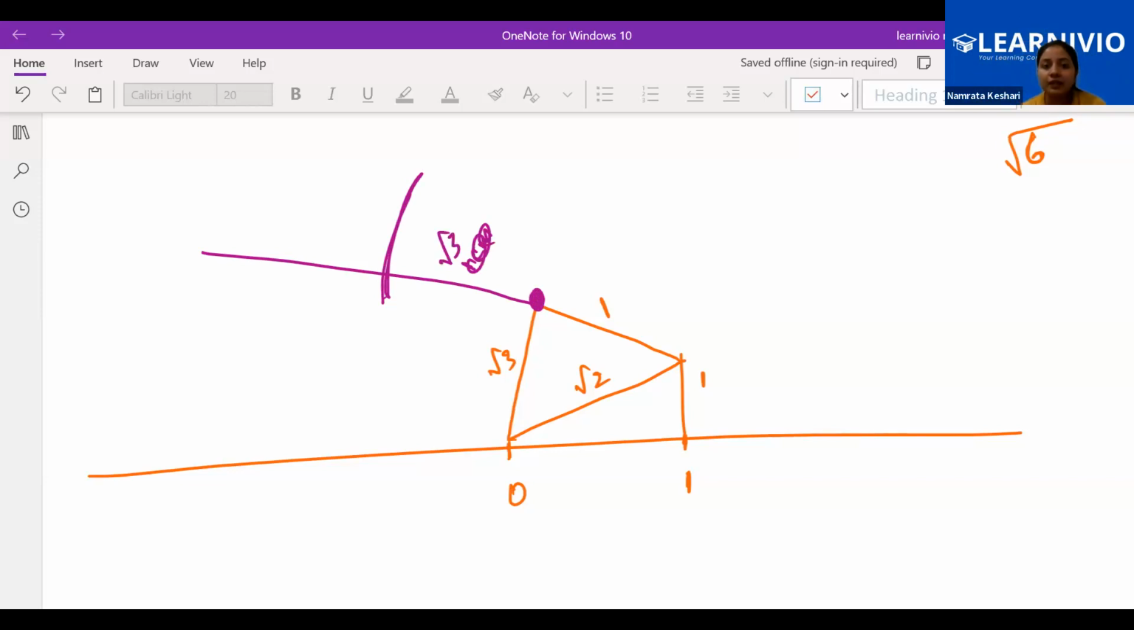Yes, ma'am. Now when you join these two, you will get root 6. So if the fundamental is clear, if the logic is clear, you will be able to locate this type of irrational numbers on the number line. Okay, ma'am. So this was one of the main concepts in irrational numbers.